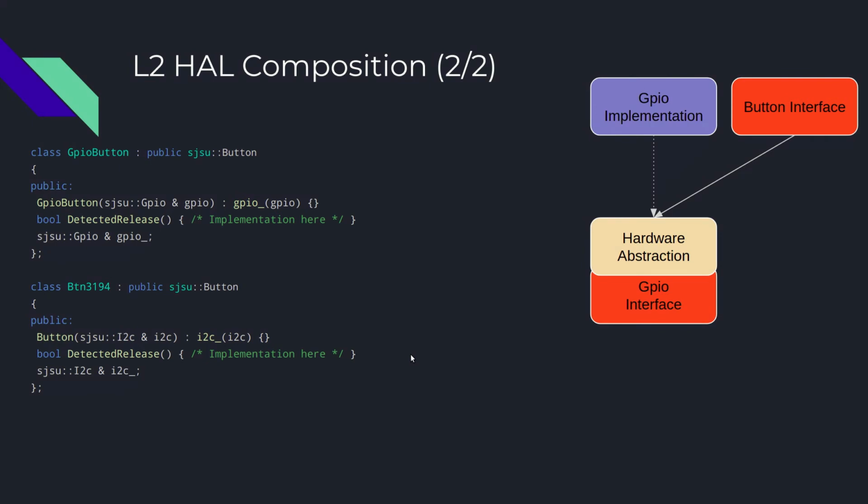Now here's another composition. This one is really just showing the fact that, let's say we have more than just one way to build a button. Most of the time buttons are pretty simple, but let's say you don't need to just take a GPIO. Let's say you can take I2C. Let's say you have some type of random device. I'm going to call it BTN 3194.